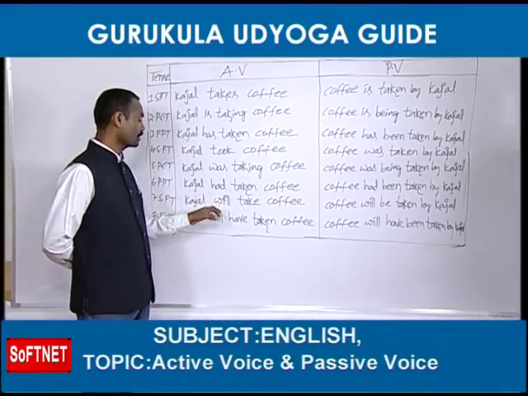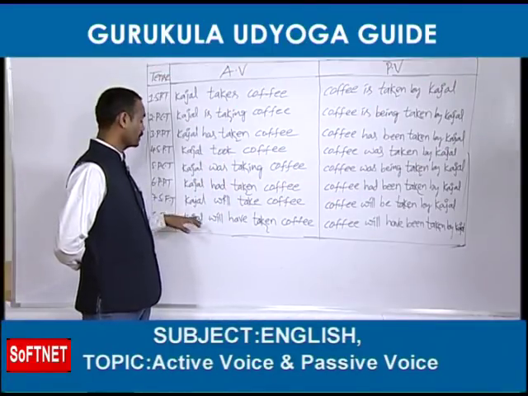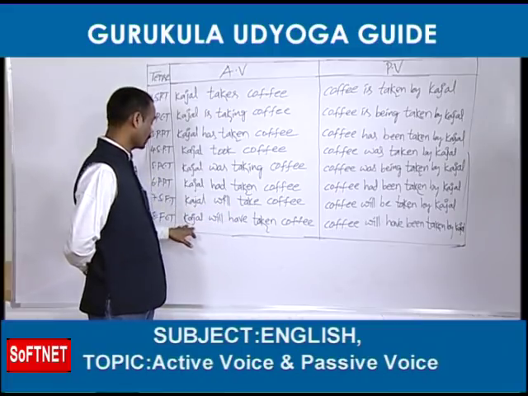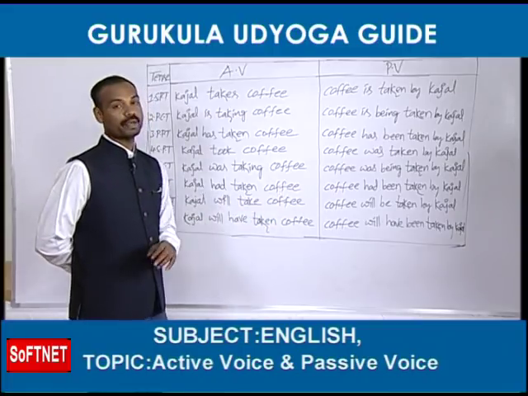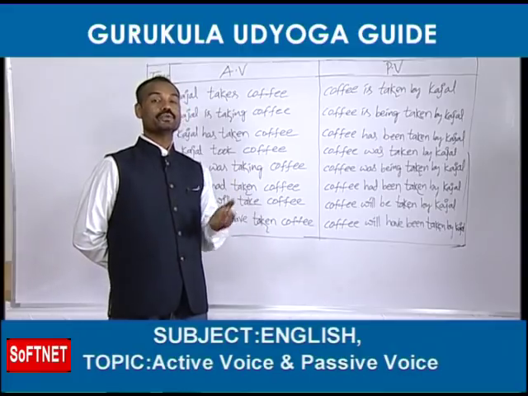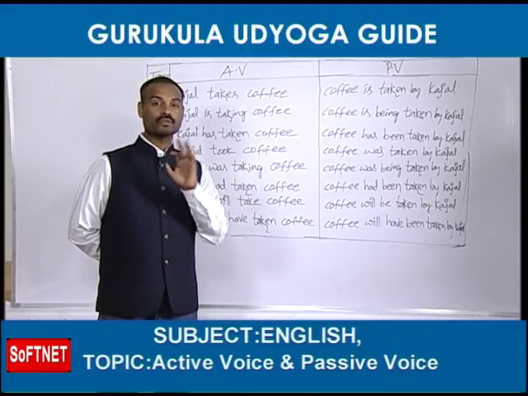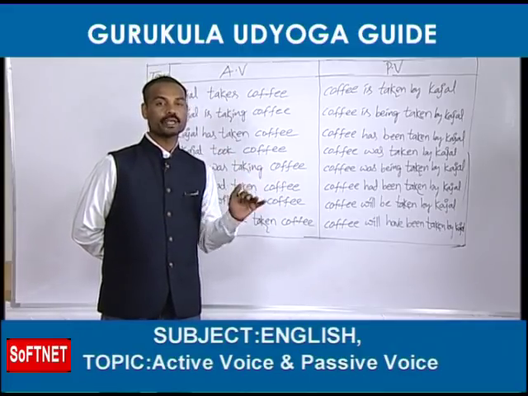Next, simple future. Okay, passive voice is there. Future continuous, there is no passive voice. Next, future perfect, there is a passive voice. The last one in future is future perfect continuous tense. Even for future perfect continuous tense there is no passive voice.